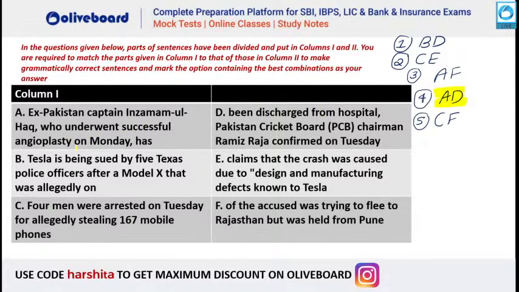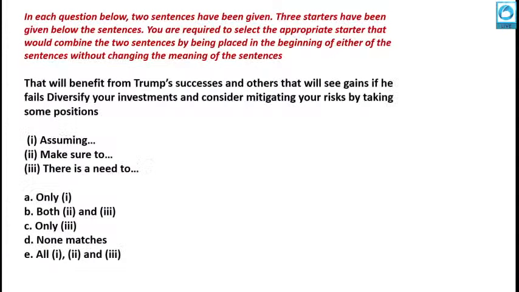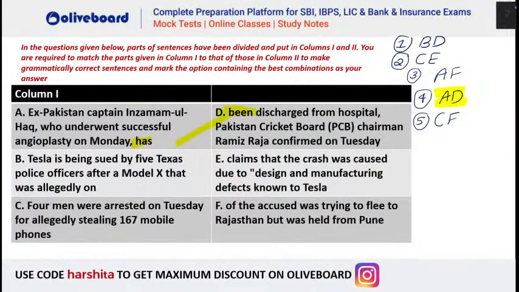Who underwent successful angioplasty on Monday has been discharged. This is your hint. Has been. Okay, AD is your final answer here. Correct. Okay, so these are how many, guys? 1 and 2. Match the following.